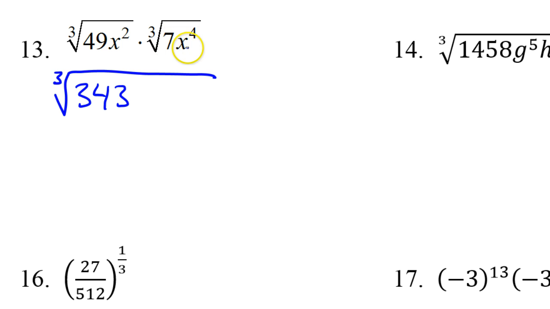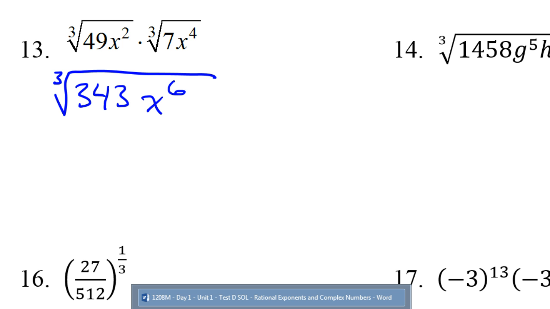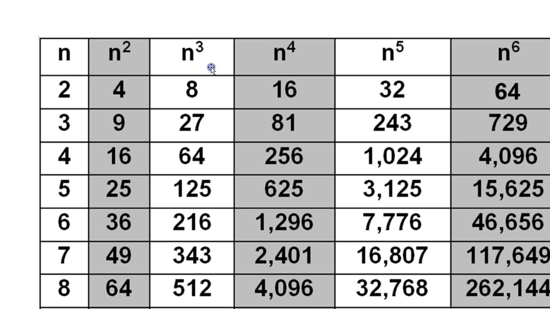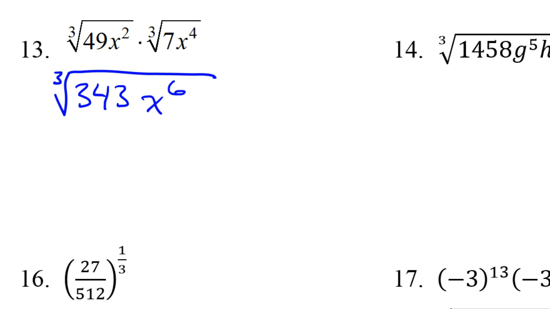Now x squared times x to the 4th power, I'm going to add those exponents and get x to the 6th power. Now if I'm lucky, both of these are perfect cubes. So let's see, the cube root of 343. So I'm going to use my table here and see if 343 is on it. Yes, so the cube root of 343 is 7. Okay, so that's going to come out.